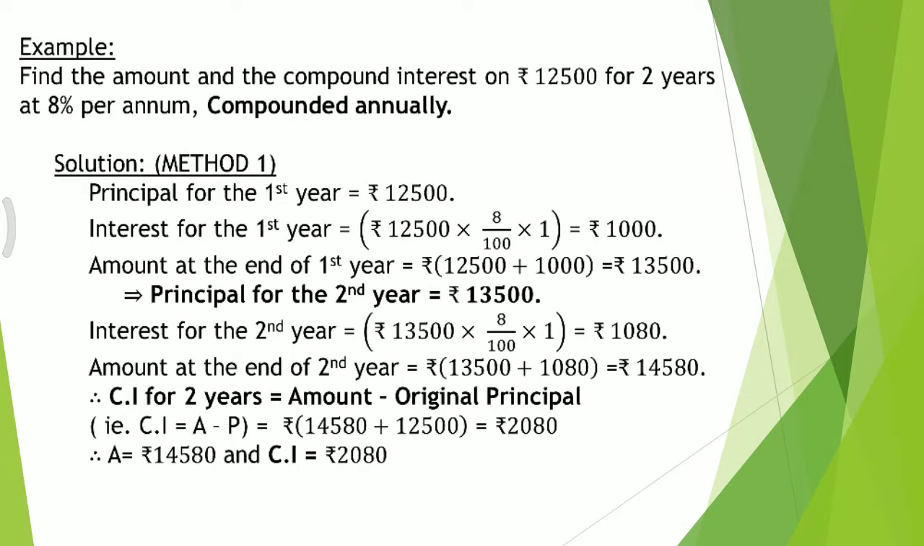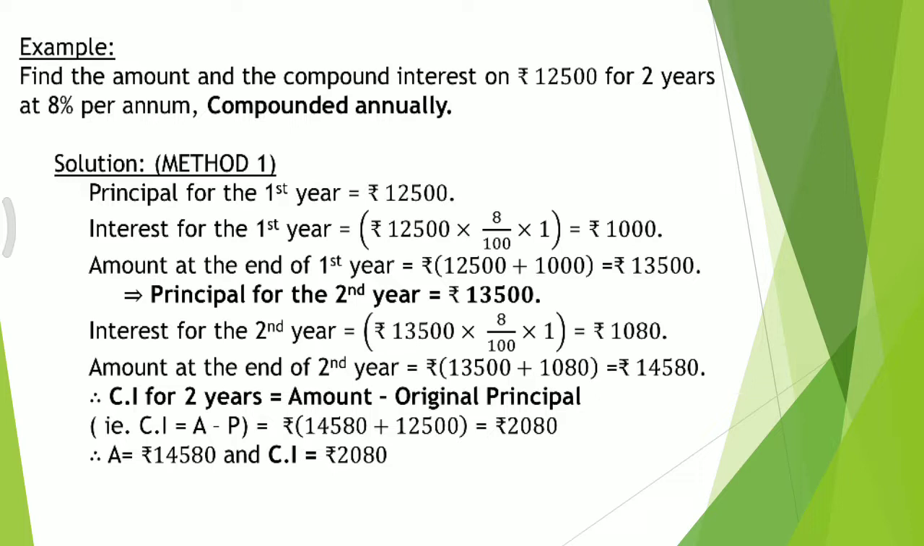I give one example, through that we can clear that idea. Find the amount and the compound interest on rupees 12,500 for 2 years at 8% per annum. We are going to calculate the compound interest annually.